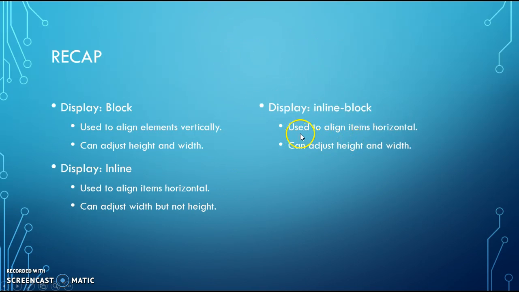Display inline block. You can use this to horizontally align, and you can adjust the height and width. So if you added padding to an item, such as a span or anything, it would actually push whatever's below it down rather than just overlapping it. And finally, display none. This is used to hide items from view. One of the requirements for our assignment is to hide the 10-day forecast on the smaller view. This is the display property that you would use.